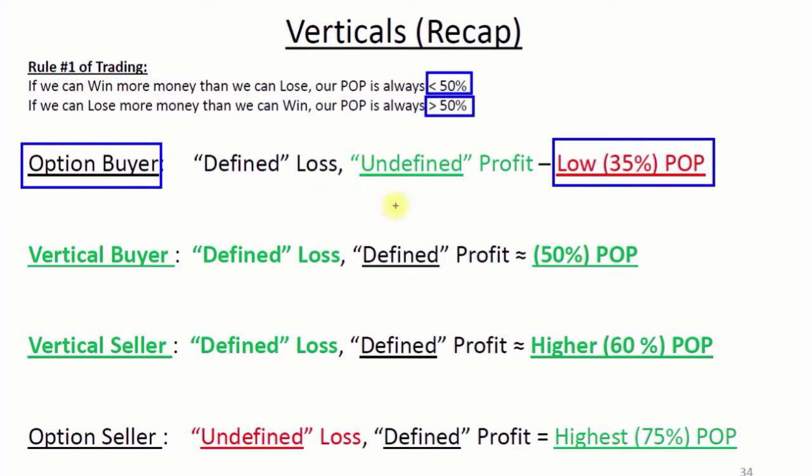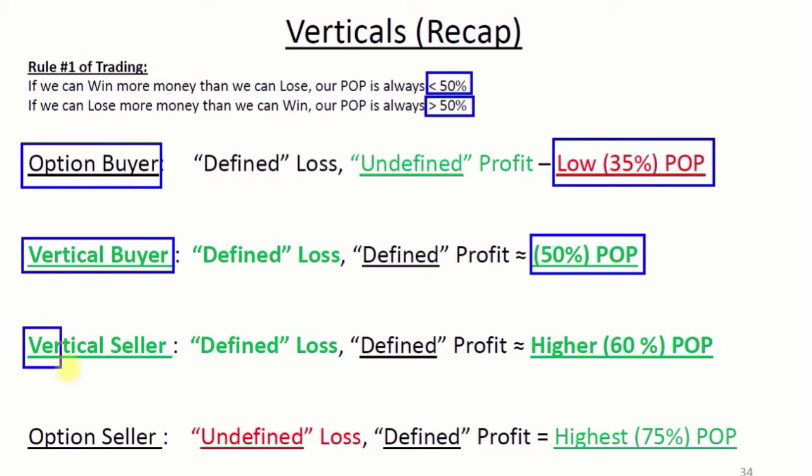And buying options outright is kind of expensive. If we go into the vertical game, as a vertical buyer, we're defining our profit. And by defining our profit, we end up with a POP much closer to 50%. So we take out this undefined profit, replace it with a defined profit, and we boost our POP all the way from about 35 on average to closer to 50 every time. Much better, and it's a much less expensive trade as well.